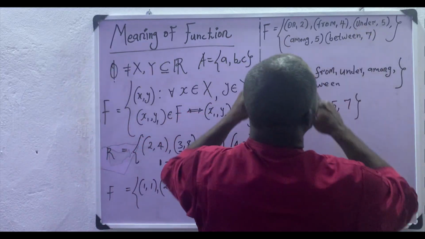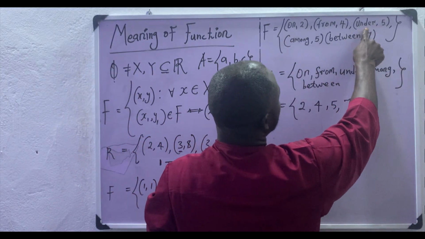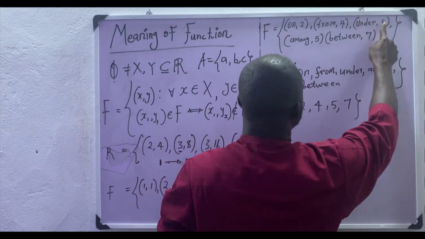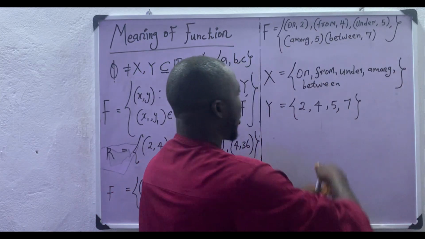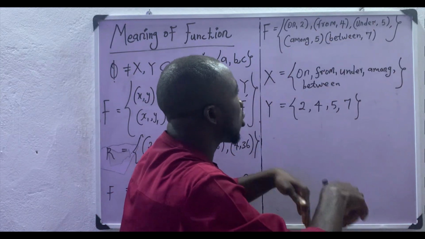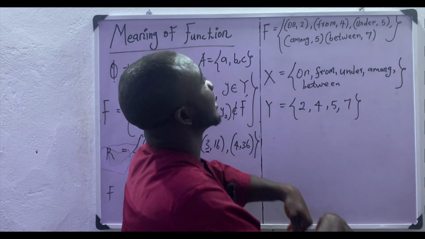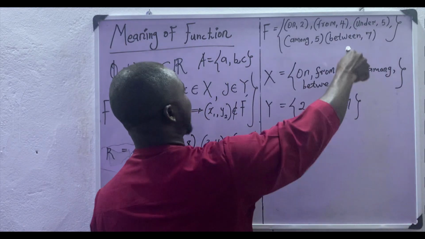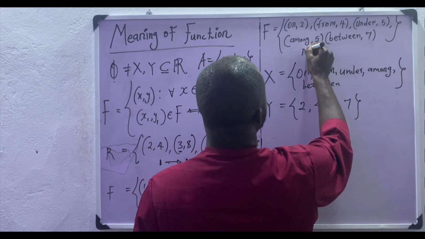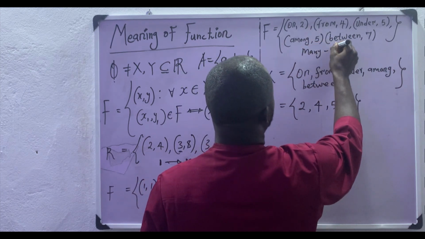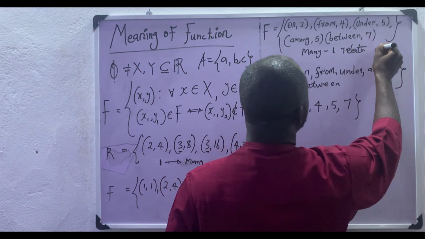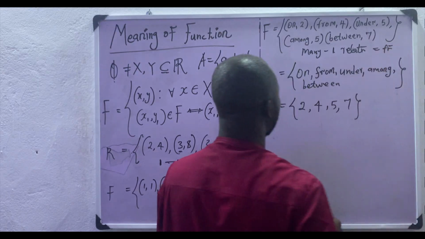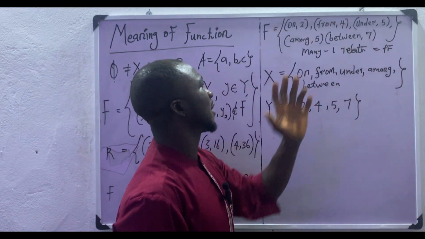But here we discover that the word under is F-related to 5. The word among is also F-related to 5. But it is still a function because no two distinct elements will have the same first entries. This implies that a many-to-one relation is also a function.